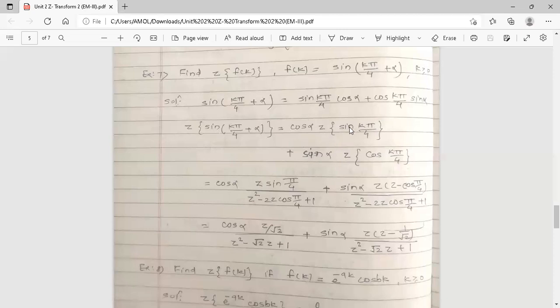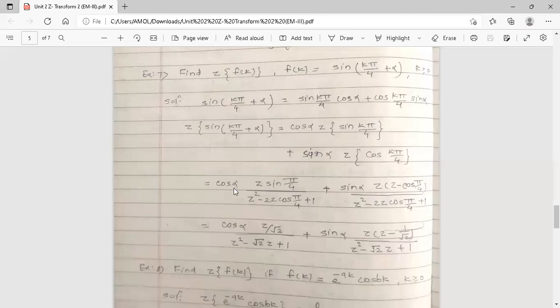Now next step, cos alpha as it is. What is the Z transform of sine k pi by 4? You use the formula for Z transform of sine alpha k. We have discussed the results of Z transform of some standard sequences. In that list, one of the standard sequences is sine alpha k. So we know the formula for Z transform of sine alpha k, and in place of alpha, the term is pi by 4. Okay, so that is the next step.